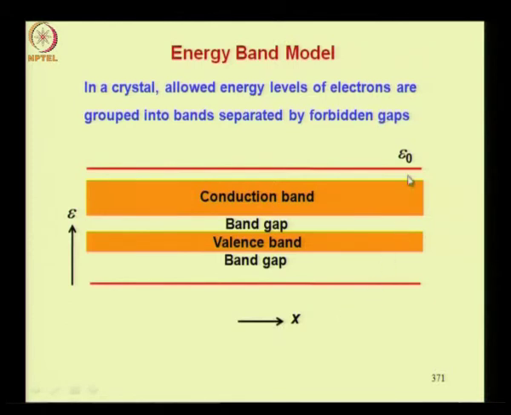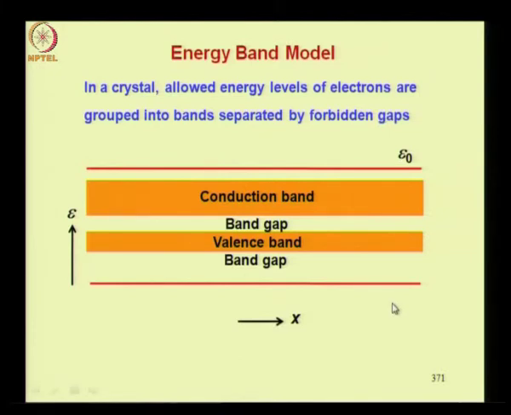E-x diagram. E naught is the vacuum level, and these two orange bands are the allowed energy bands, outermost energy bands called the conduction band and valence band. They are separated by band gap. You similarly have other bands which are narrower. For example, this is a band which looks very thin, and it is separated from the valence band by a band gap.